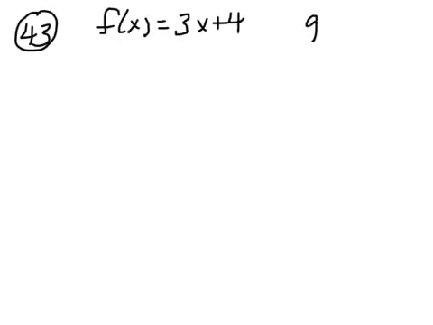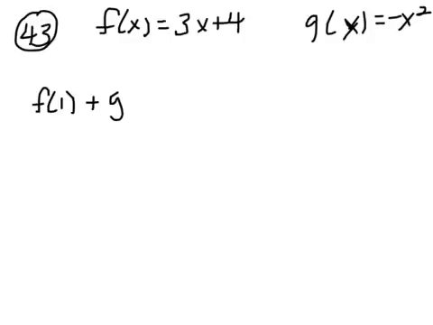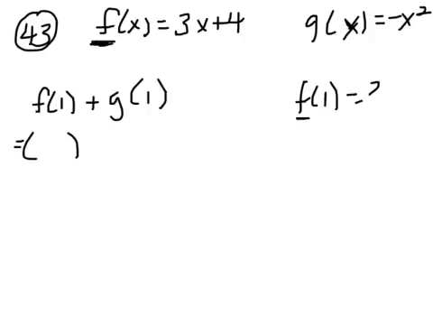On 43, they want you to do something different. Again, we have the same 2 equations. f of x is 3x plus 4. g of x is negative x squared. On 43, they want you to find f of 1 plus g of 1. So I'm going to take 2 values and add them together, but I have to find the values first. What is f of 1? It's telling me go get the f function. It's this one right here. It's different than 41, isn't it? Write it down and then plug in this 1 for x.